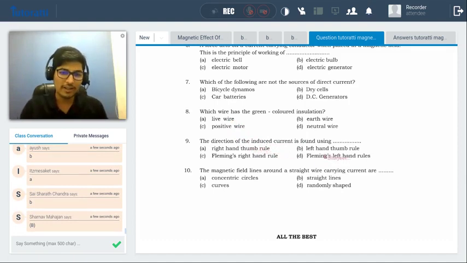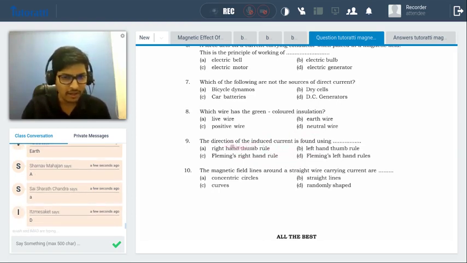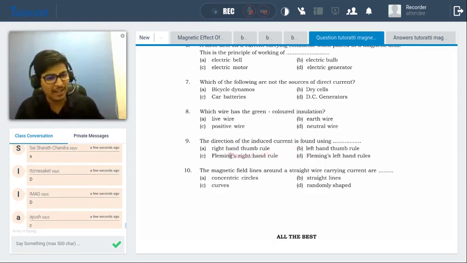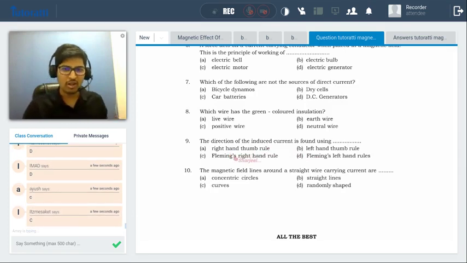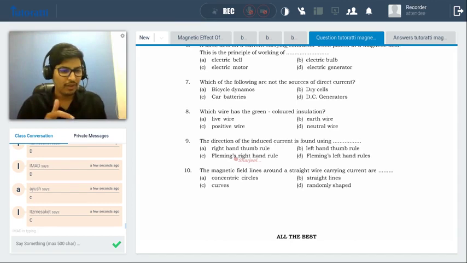The direction of induced current is found using... Come on, very easy. Which one is it? Ninth question, the answer. The direction of induced current is found using A, right hand thumb rule? Who said that? No, we are talking about induced current. D, Fleming's left hand? No, it is C. Ayush, thank you, right answer. It is Fleming's right hand rule, which says this is induced current, right? Anyone confused about this? Fleming's left hand rule is for normal current, right hand rule is for induced current, right?